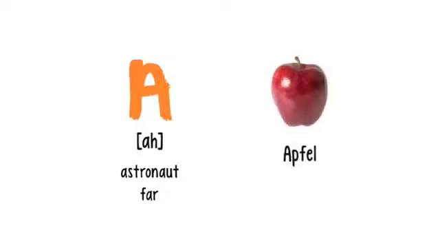The letter A is pronounced like the A in the word astronaut, and in the longer version, it sounds like the A in the word far. Your first German word is Apfel, which means apple.